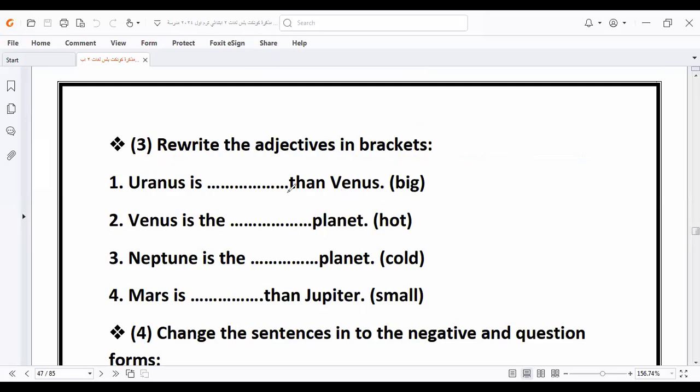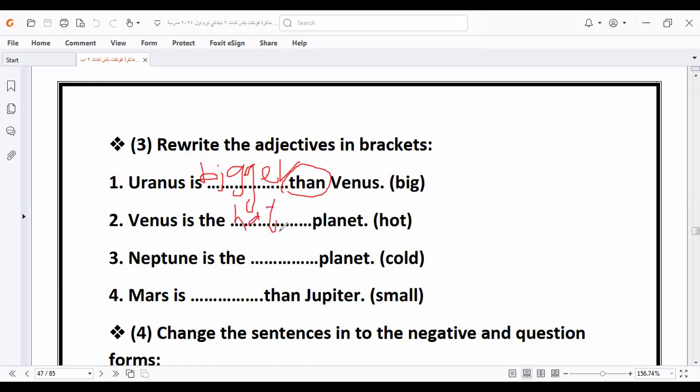Here we have Zane, as we learned during the lesson. What can I do here to the adjective? I'm adding er to the adjective like this, and here we have a vowel, so I double the last letter and add er to the adjective. It will be bigger than. Venus is bigger than. Venus is what? Hotter than.